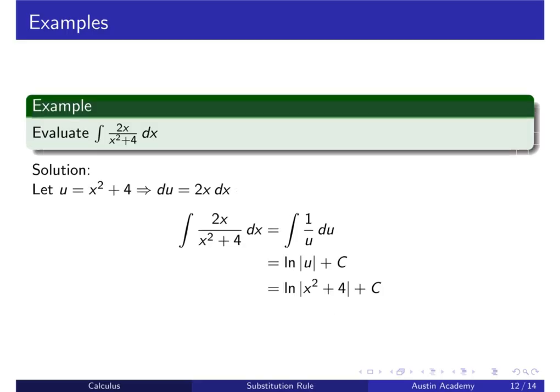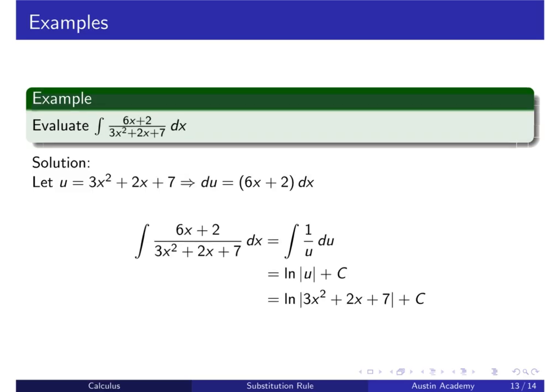Example 7. Evaluate the integral of 2x over x squared plus 4 dx. Let u equal x squared plus 4, so du equals 2x dx. Now the integral becomes the integral of 1 over u du, which is natural log of absolute value of u plus c, or natural log of absolute value of x squared plus 4 plus c.